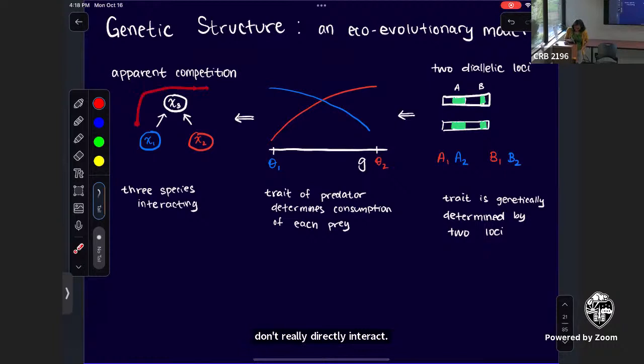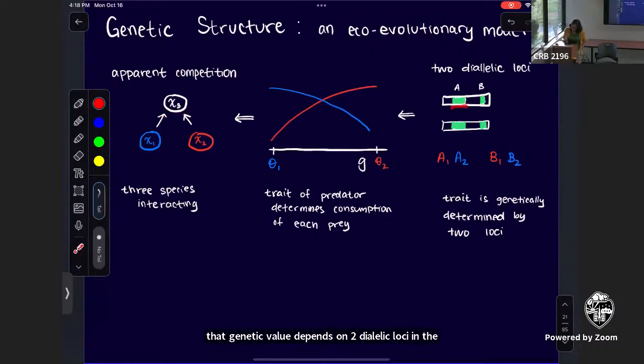So in the apparent competition interaction, we assume that there's variation in this predator species, and the trait that is varying determines the consumption of each prey. So it consumes each prey at a different rate depending on some underlying genetic structure here. And this is just an example of the rate of consumption depending on some genetic value. Then we assume that that genetic value depends on 2 diallelic loci in the genome of the predator here.